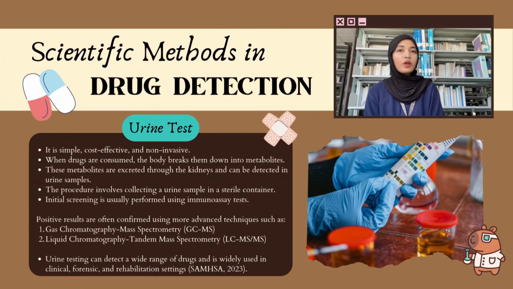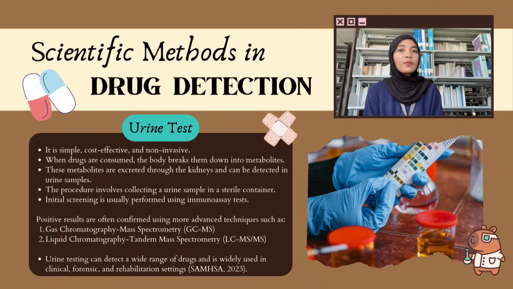Urine test is one of the most commonly used methods for drug detection because it is simple, cost-effective, and non-invasive. When a person consumes a drug, the body metabolizes it into chemical byproducts known as metabolites, which are excreted through the kidney and can be detected in urine samples.